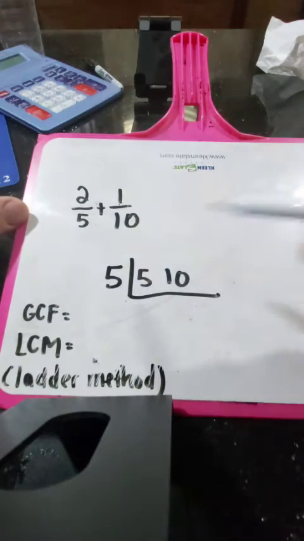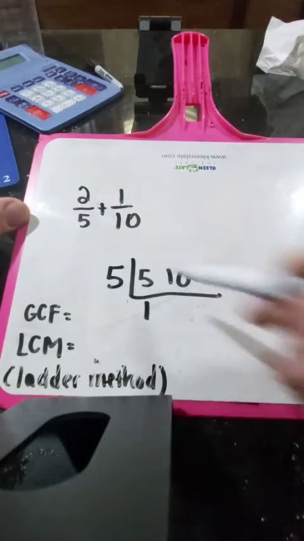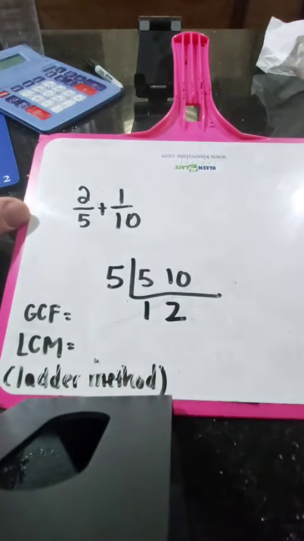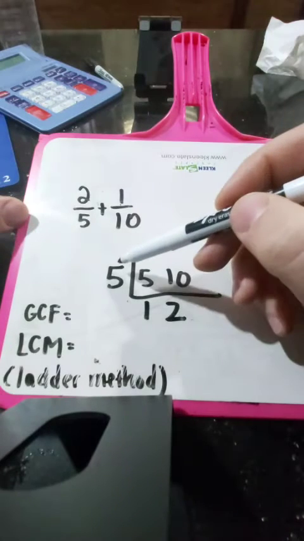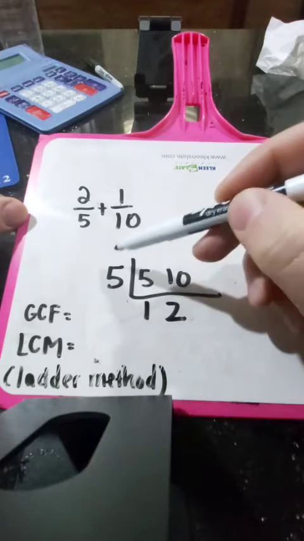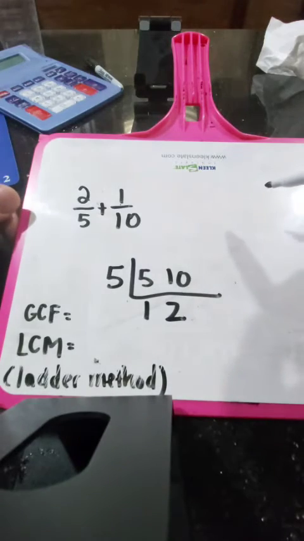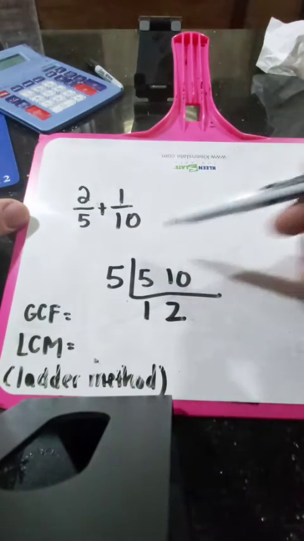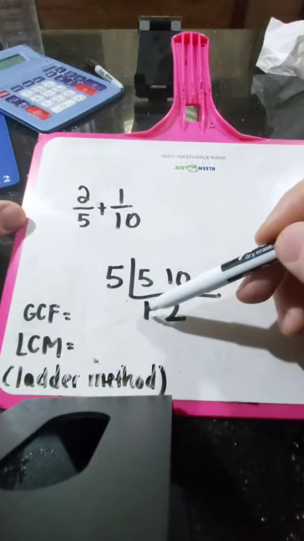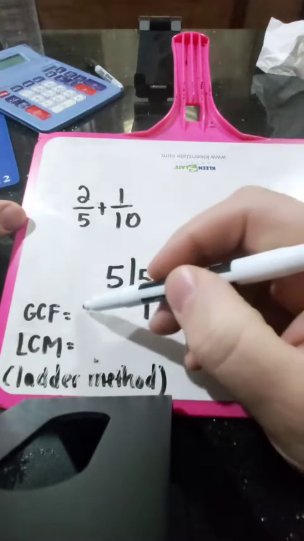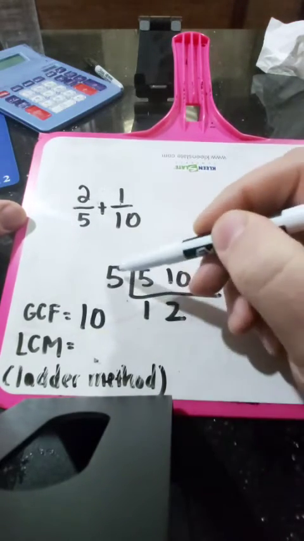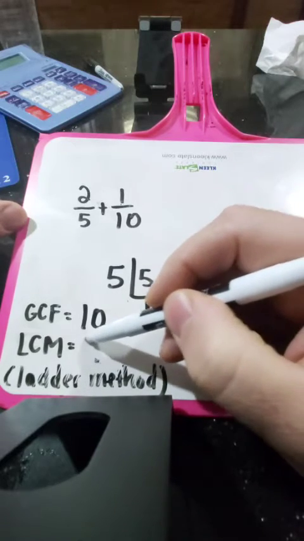So 5 can go into 5 once, and 5 can go into 10 twice. And we are actually done, because now we have a prime number on the outside, the smallest prime number possible. And so what we're going to do to get our GCF is multiply those. 5 times 1 is 5, times 2 is 10. Our GCF is 10, and our LCM is 5.